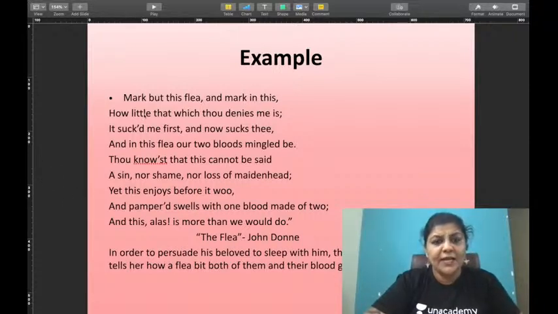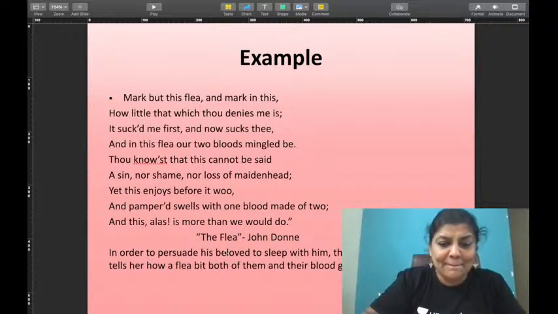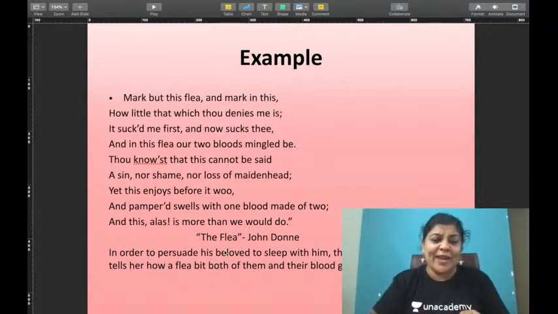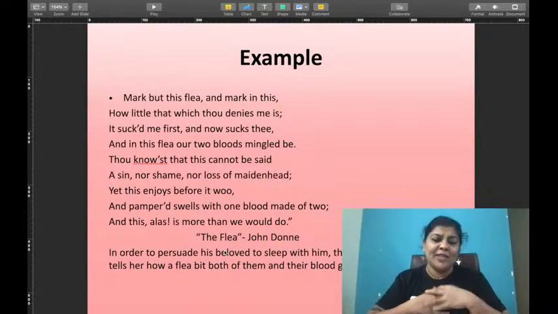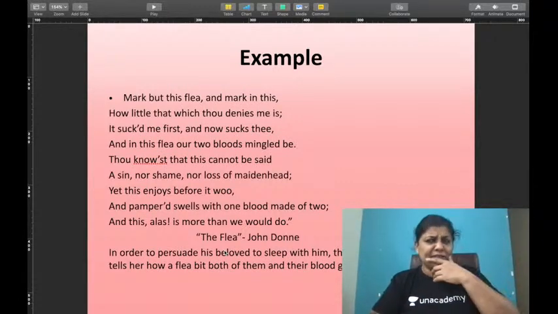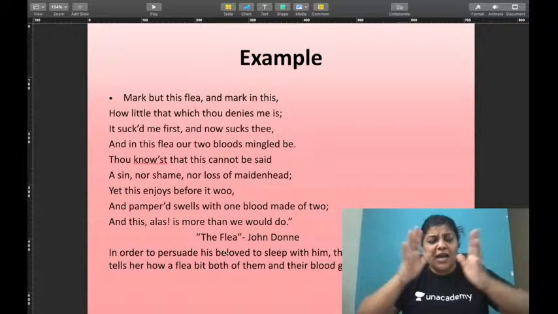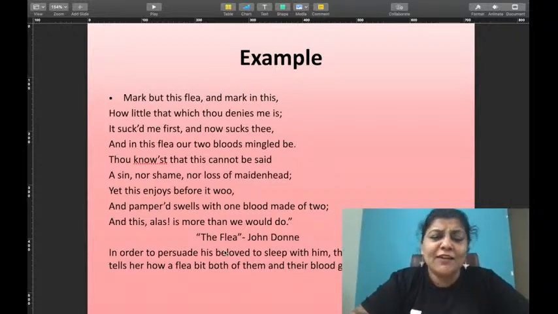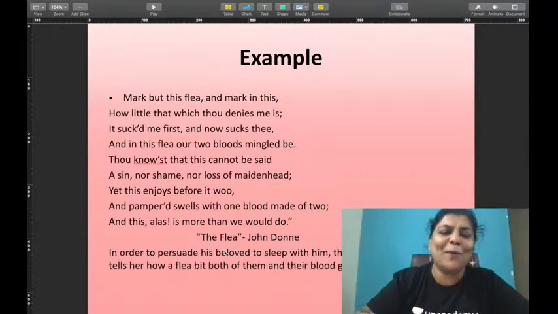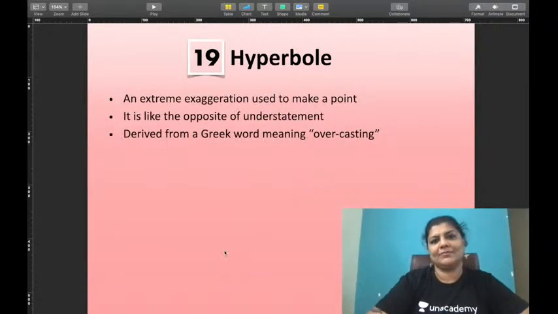Example, flea. In order to persuade his beloved to sleep with him, the speaker says, a flea has bitten you, a flea has bitten me. Our blood got mixed in the flea. The flea is our marriage altar. The whole poem is a euphemism. Did you understand, guys?